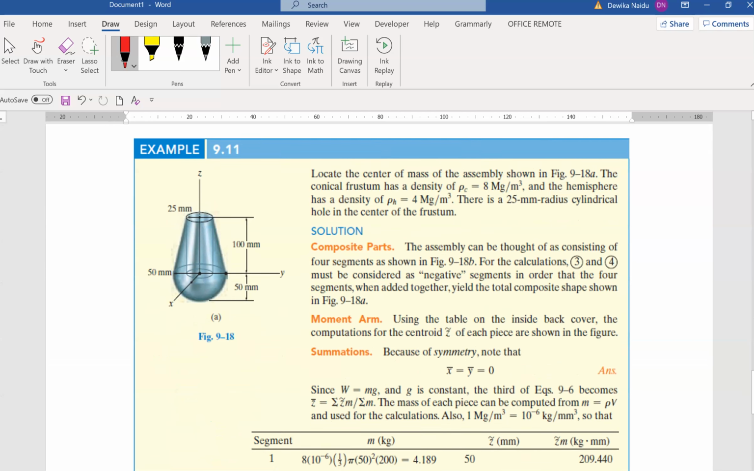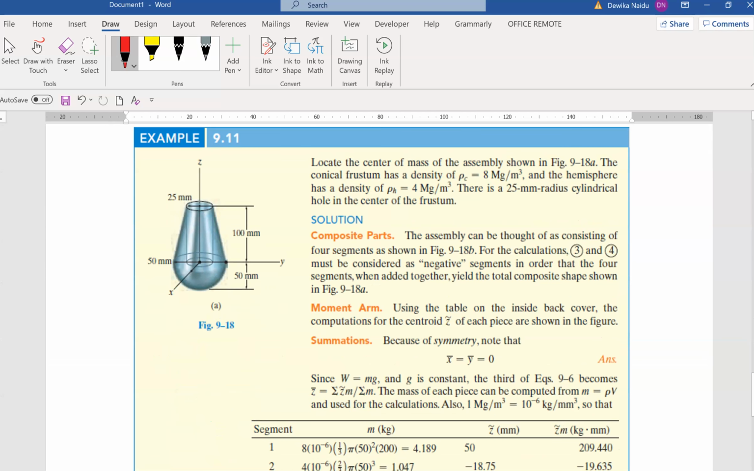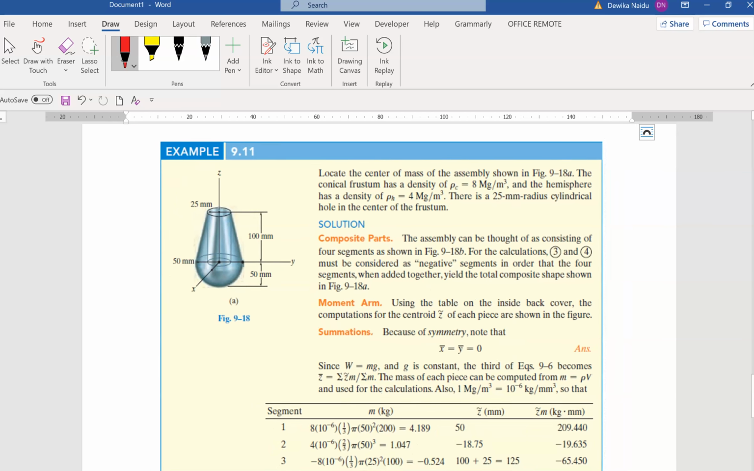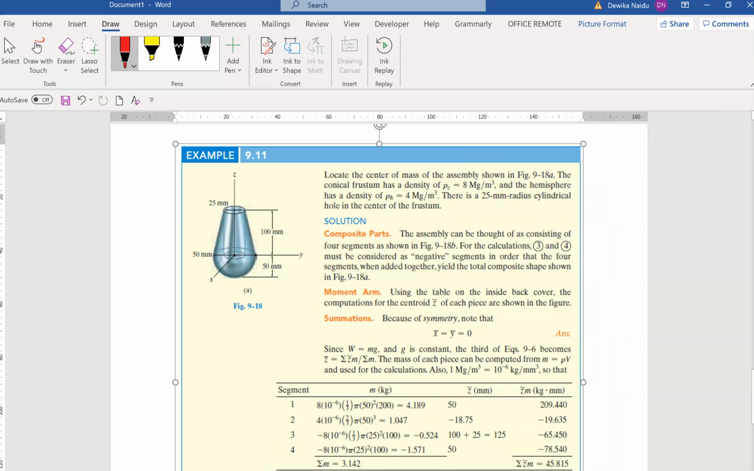Okay, so let's do another example. This next example is volume. Almost the same concept. Locate the center of mass of the assembly. The conical frustum has a density. So this given density, and the hemisphere density. Conical is 8, so up here will be 8, and hemisphere has got 4. So the bottom part is less dense, 4.